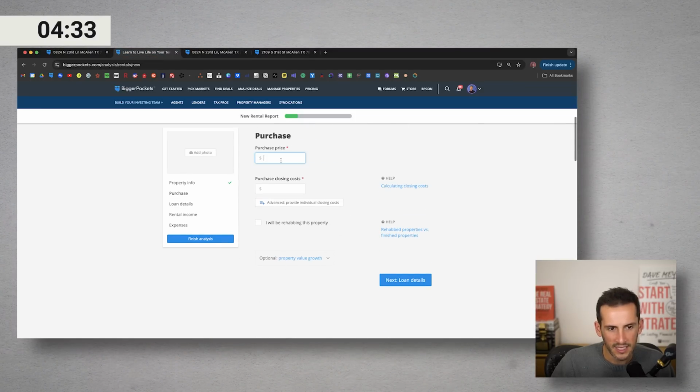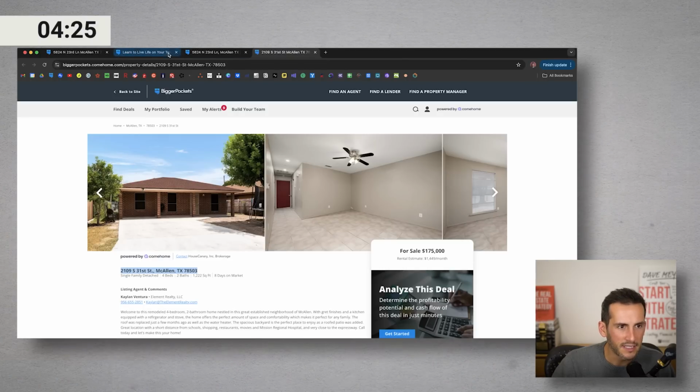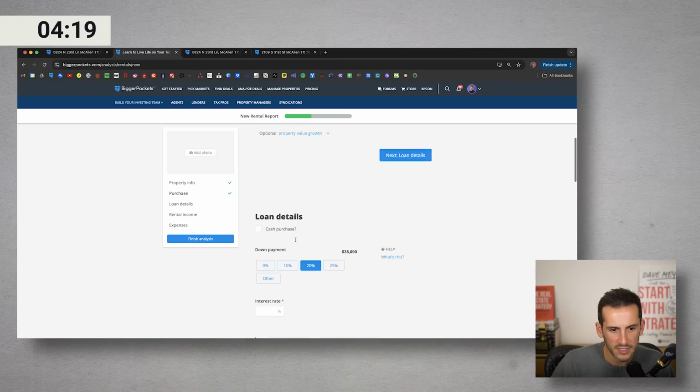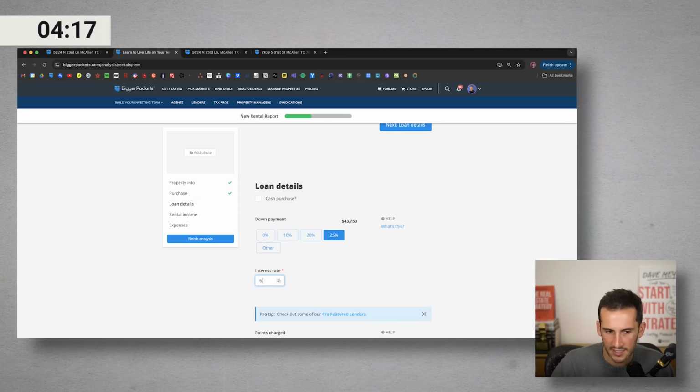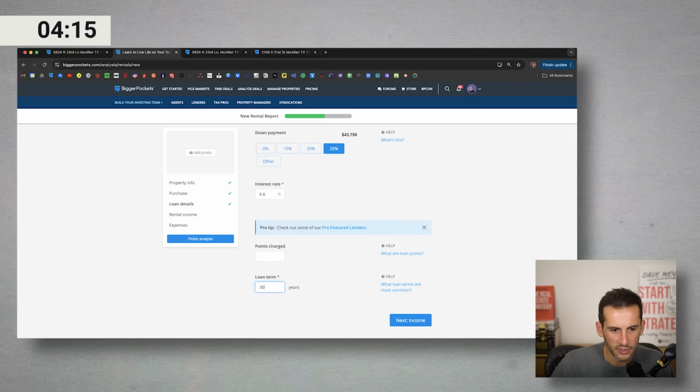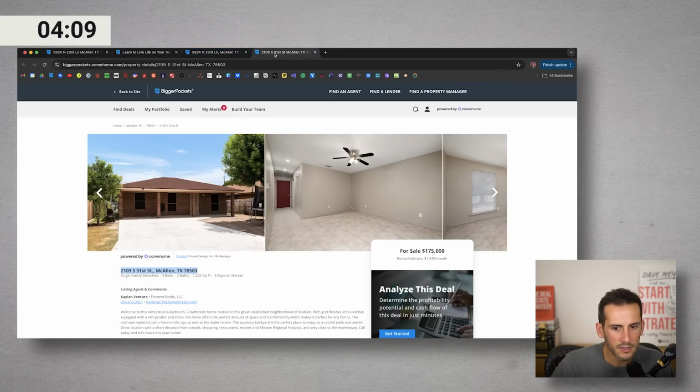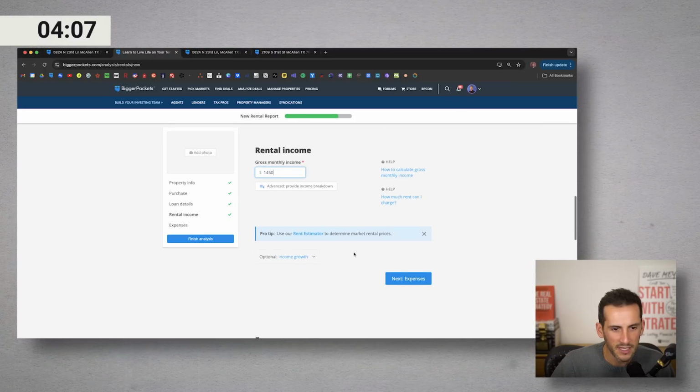We're going to say that we got this for full price. Actually, how long has this one been on the market? Let's see. 8 days. So let's assume we're paying full price for this one. We're going to put $4,000 for closing costs, loan details, 25% down again, 6.6. We're going to do a 30-year term. And then what did we say? 1450? Let me just double check that. It was, 1450 is our estimate here.